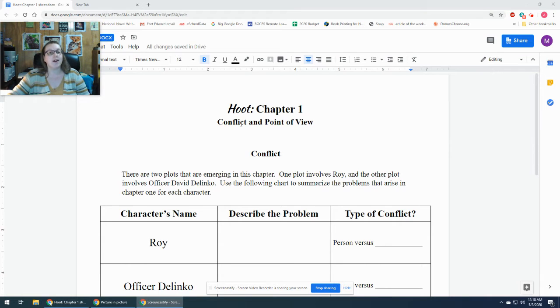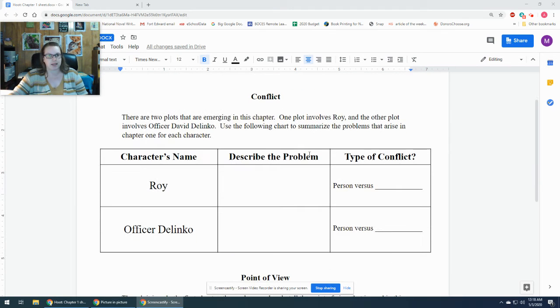We're looking at conflict and point of view, as I mentioned in the video for chapter 1, to hopefully look out for these things. So conflict, let's just review. There are 2 plots that are emerging in this chapter. One plot involves Roy, and the other plot involves Officer David Delinko, the policeman. So use the following chart to summarize the problems that arise in chapter 1 for each character.